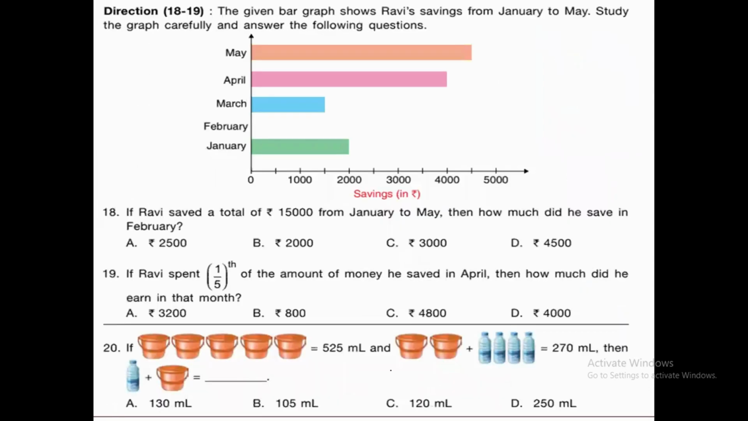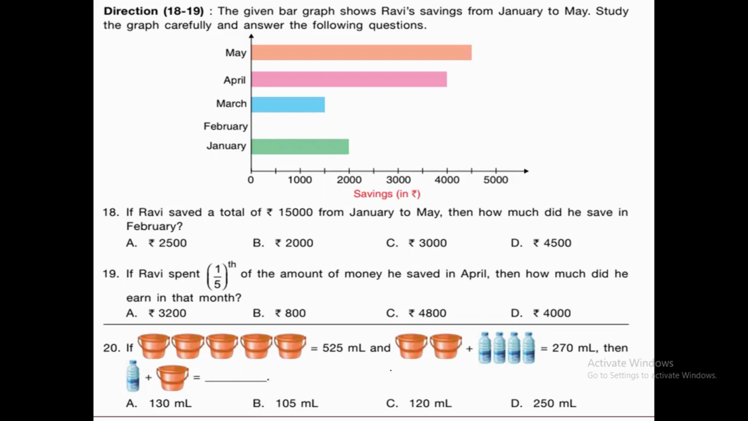Okay. Now let's move to the next question. In the next question, what is given over there? A direction is given, and we need to follow the same direction as question number 18 and question number 19 as well. Okay. The question says a bar graph is given to us and we need to follow the bar graph to answer the given questions. Now the bar graph shows the savings of some person from January to May. Okay, now what we need to do is study the bar graph carefully and answer the questions.